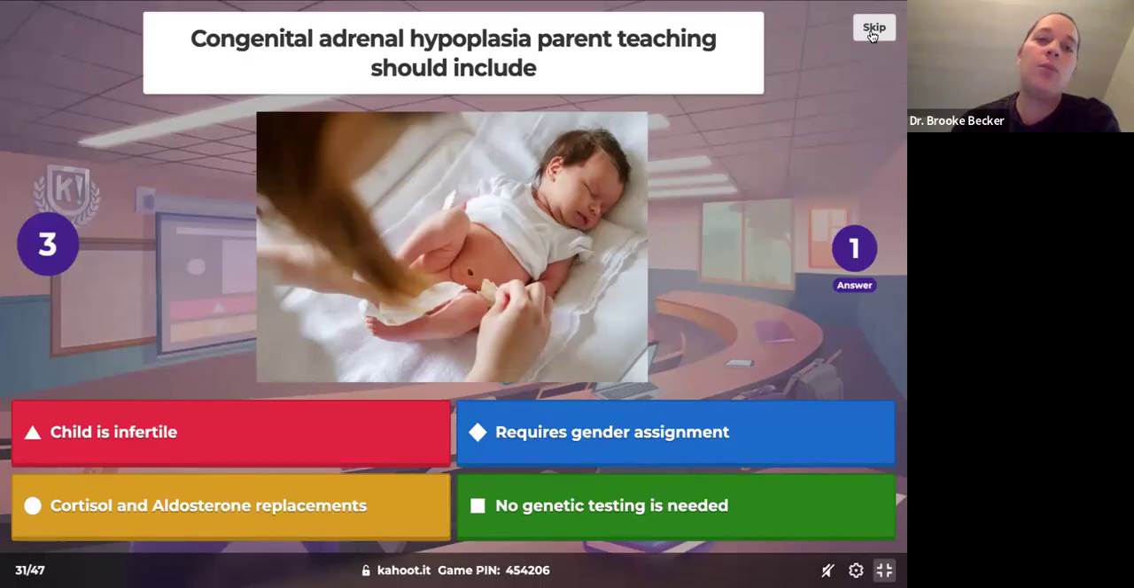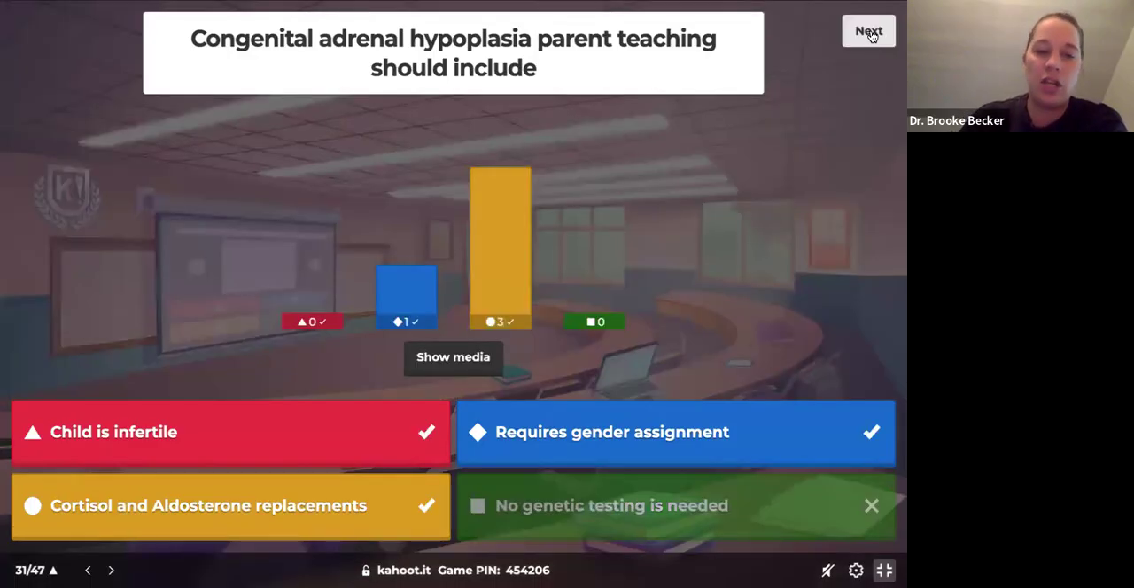So if a kiddo is born with congenital adrenal hypoplasia, what sort of education would apply? Yep, the kiddo is going to be infertile. Okay. They're going to require gender assignment because they're going to have both parts, right? Because of their congenital adrenal hypoplasia. And then they'll also need cortisol and aldosterone replacements for their lifetime.